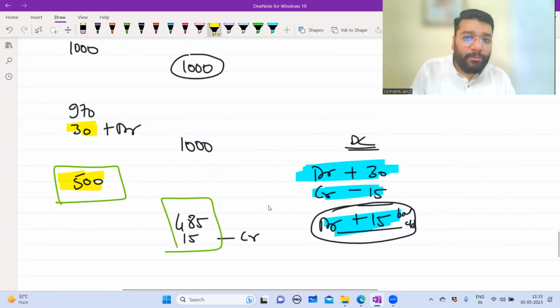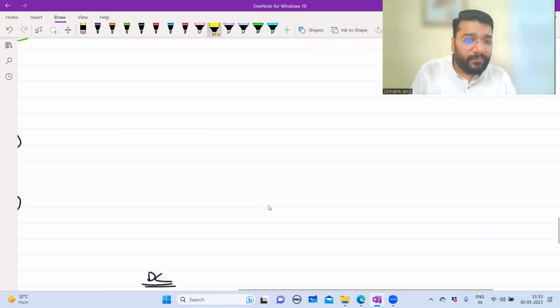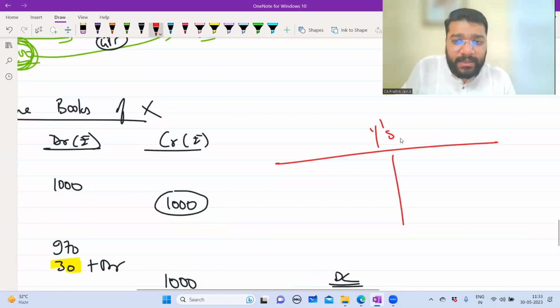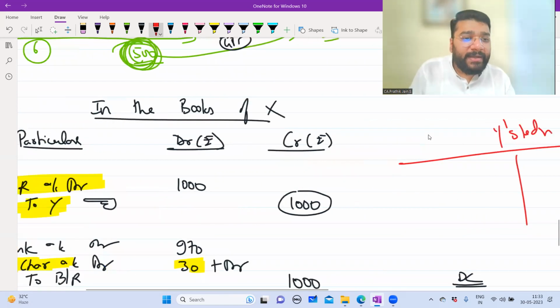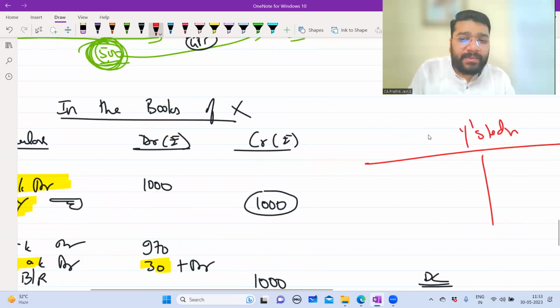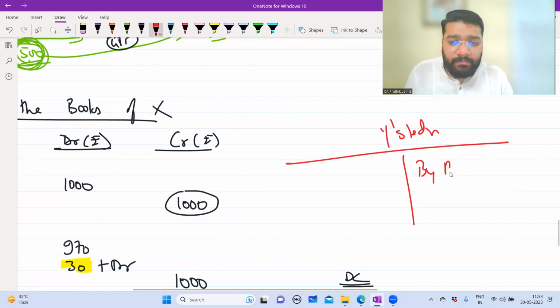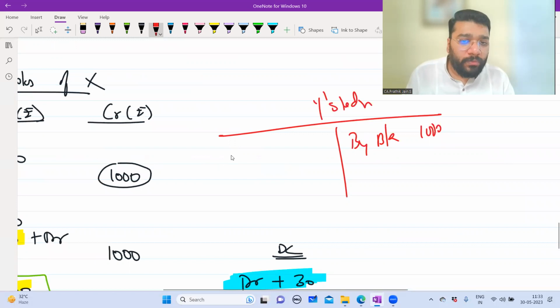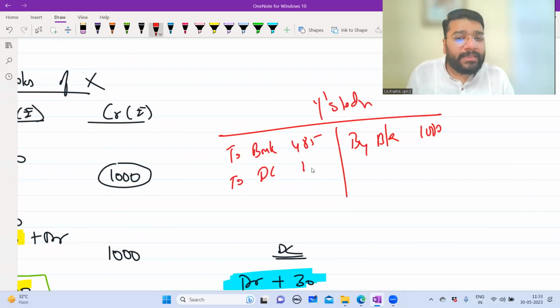Guys, come on. I'm opening Y's ledger. In the books of X, this is Y's ledger. Now guys, the entry is what? In Y's ledger, by bills receivable, 1000 rupees. Then to bank 485 and to discounting charges 15 rupees. Now what is the balance carried down? 500 rupees is the balance carried down.